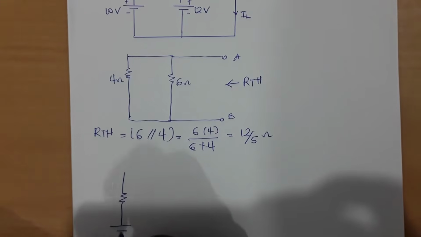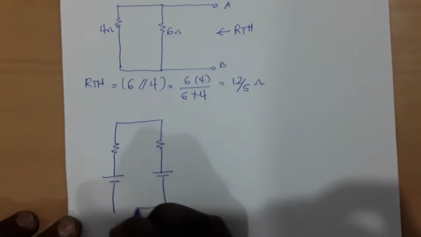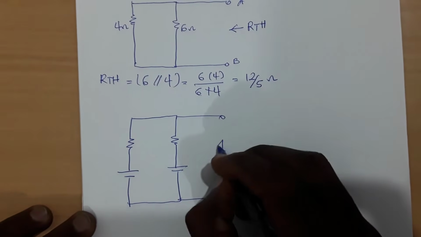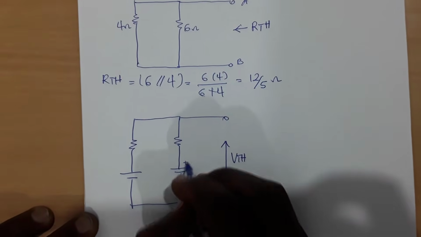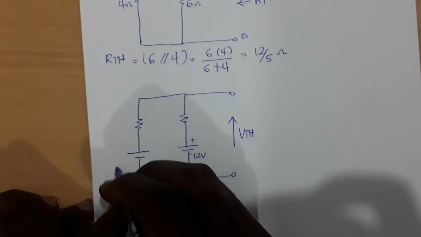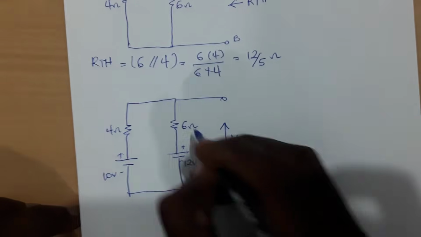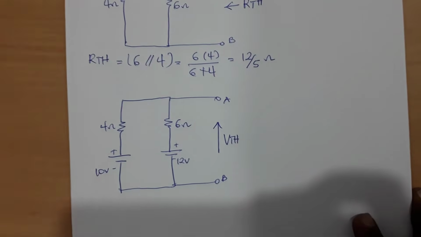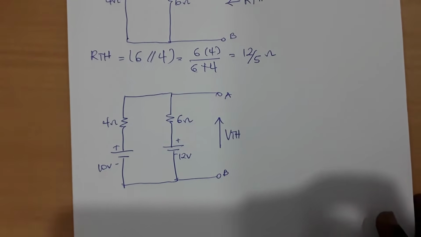We have our voltage source here. We have this one also here, and we have this. So we can find our VTH from this terminal. We have the 12 volts here, and you have a 10 volts here. We have 4 ohm and 6 ohm. These are the terminals. So we see that we can only find VTH using KVL, that is Kirchhoff's voltage law.